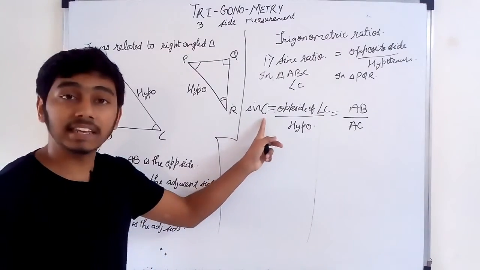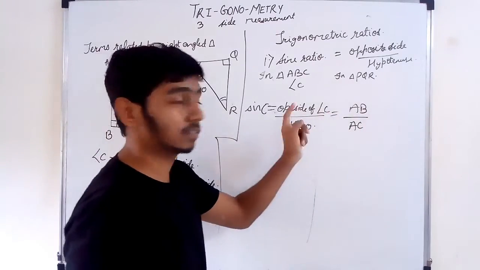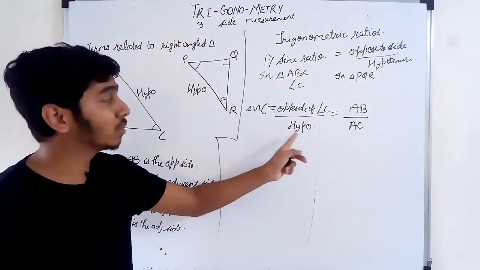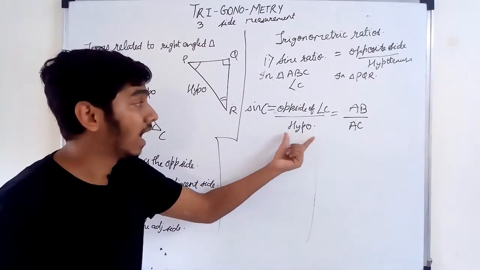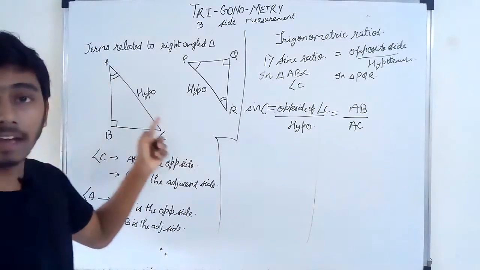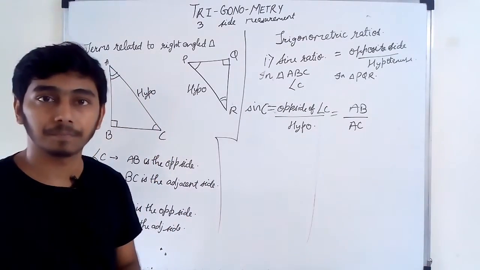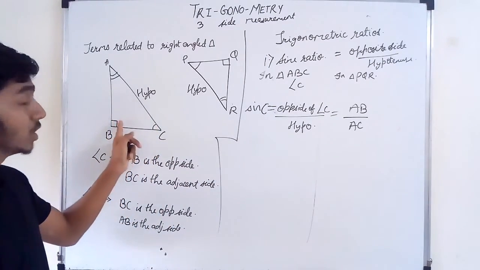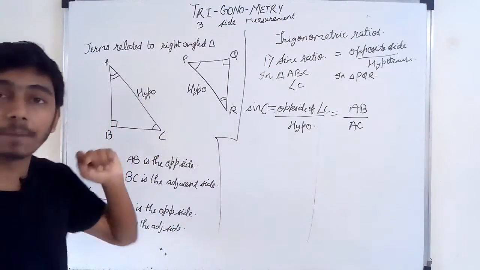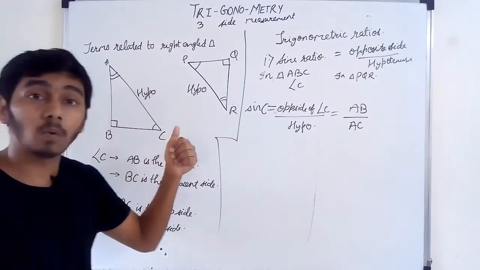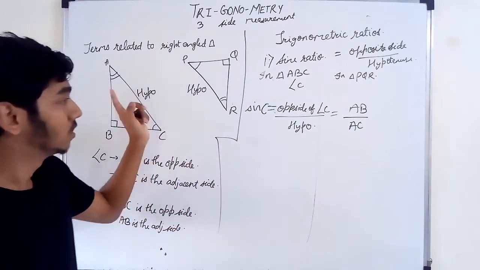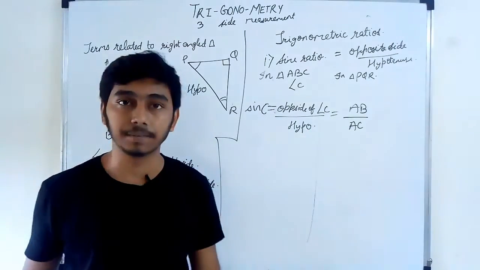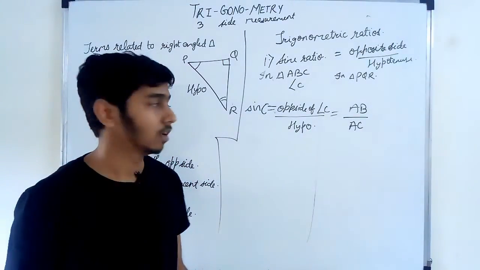So the sine of any angle can be found like this: opposite side of the angle upon the hypotenuse. We don't write hypotenuse of angle C because the hypotenuse in any triangle remains the same. What is the hypotenuse? The side opposite to the 90 degree angle. That is always the hypotenuse. So you cannot change what is the hypotenuse. Therefore, we just write hypotenuse.